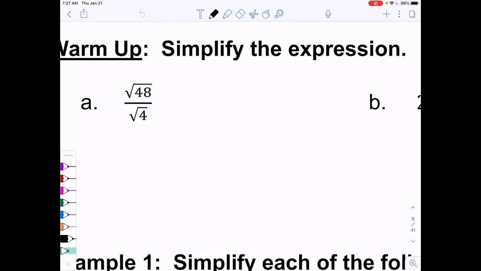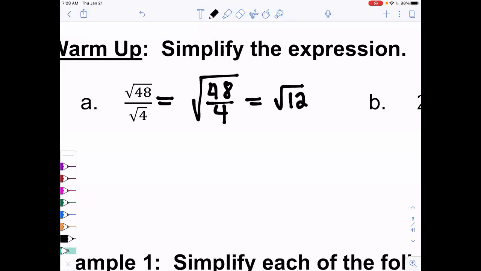Lacey, what did you do for part A? I put 48 divided by 4 under one radical. Yeah, so that is the quotient property. If they're individually under the same radical, they can then combine together under one of them. And Lacey, that becomes? 12. There we go. The square root of 12. So that is one thing that you could do with them.